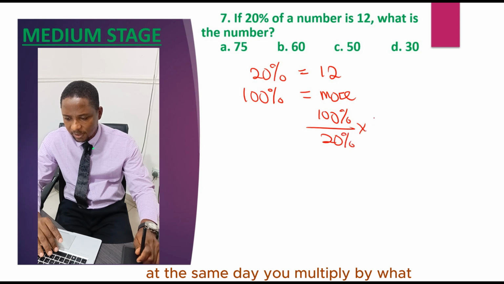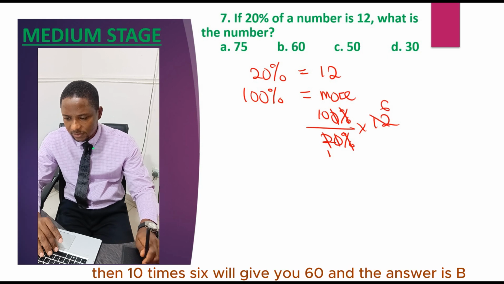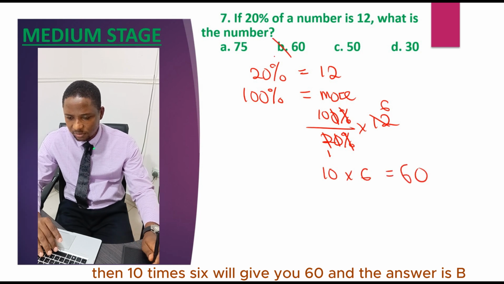And then more is 100 out of what? 20%. Then you multiply by what? 12. This cancels out. 0 cancels 0. 2 here 1, 2 here 6. Then 10 times 6 will give you 60. And the answer is B.